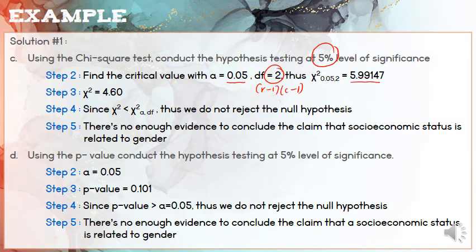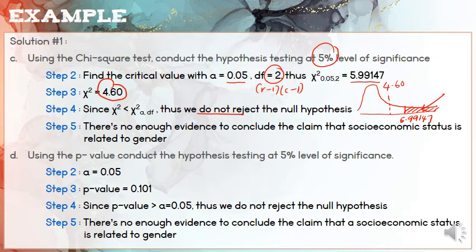Okay, and if you look back at our SPSS output, the chi-square value is equivalent to 4.60. So, chi-square right tail. Our critical value is 5.99147. So here is our critical region. We calculated our chi-square and we got 4.60. So 4.60 is not within the critical region. Thus, we do not reject our H null. So if we do not reject our H null, there is not enough evidence to conclude the claim that socioeconomic status is related to gender.